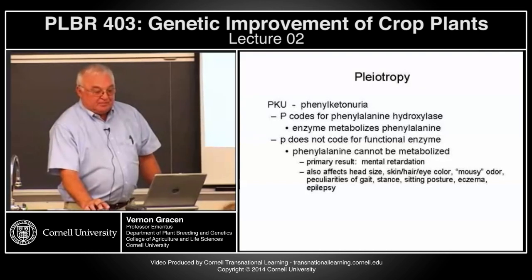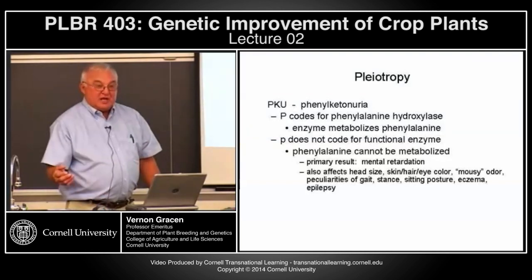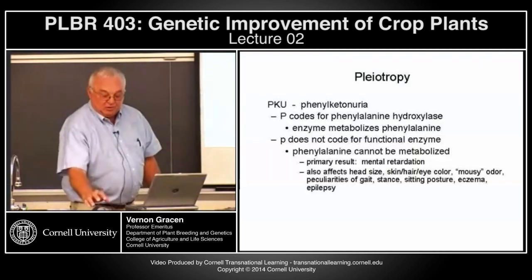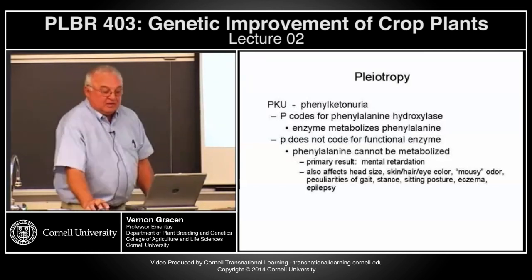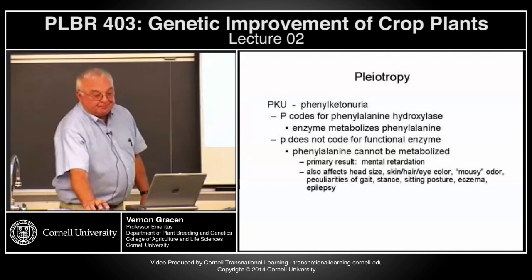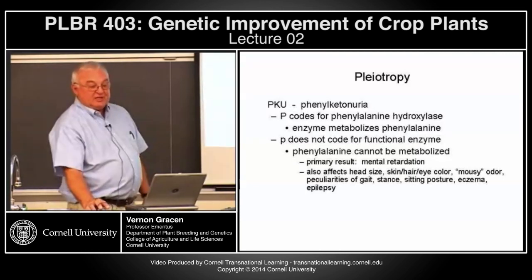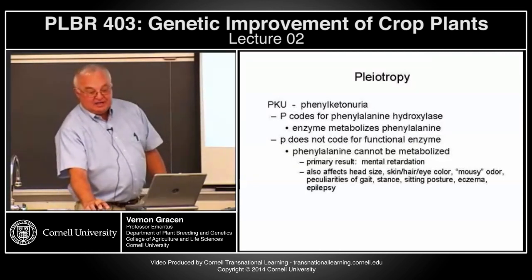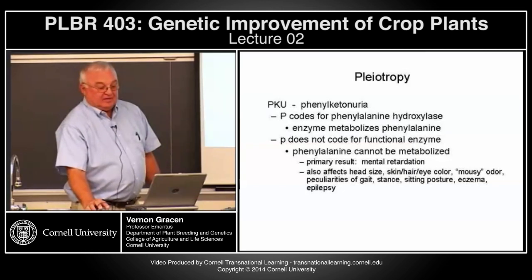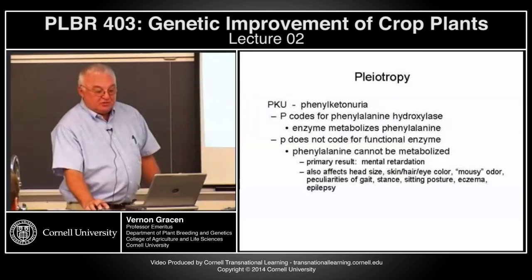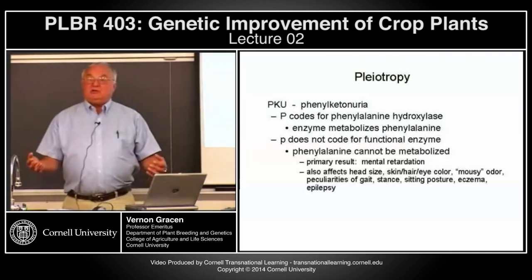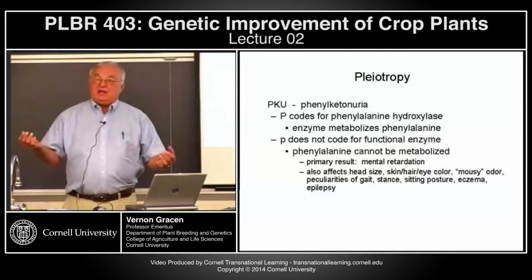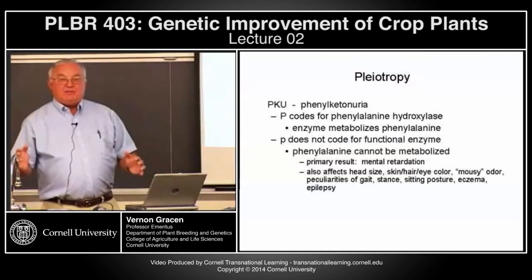I said that's the biggest or the most well-known example. Is it the only one? No. There are lots of cases of pleiotropy. Phenylketonuria is an enzyme that metabolizes phenylalanine. The dominant codes for a functional enzyme, the recessive not for a functional one. The primary result, if you can't metabolize phenylalanine in your body, you're mentally retarded.